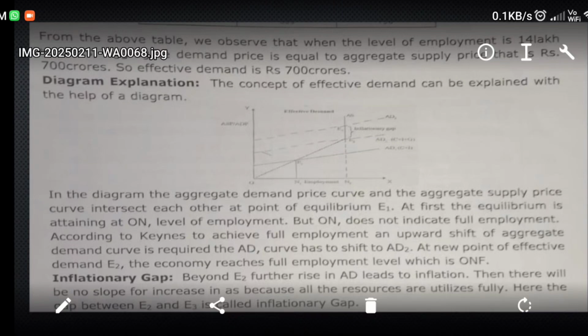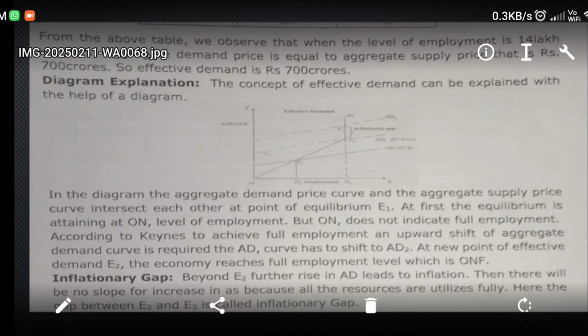So a diagram and a table, and a separate diagram, are required. For aggregate demand and aggregate supply, a separate table is also required, and a combined table is also required, where both are in equilibrium at 14 lakh laborers, and a specific diagram is there. You should practice all the diagrams and the remaining important points in this Keynesian theory.